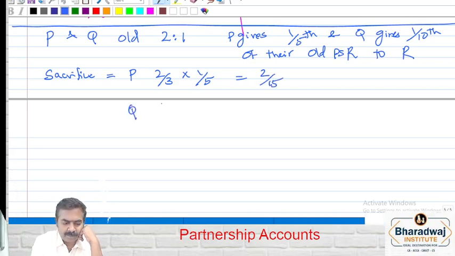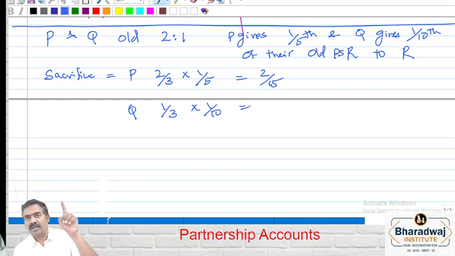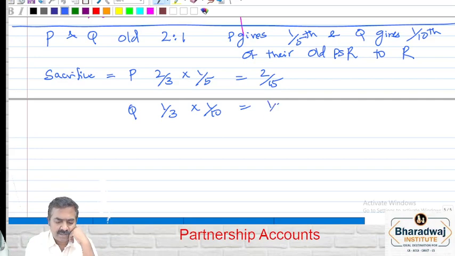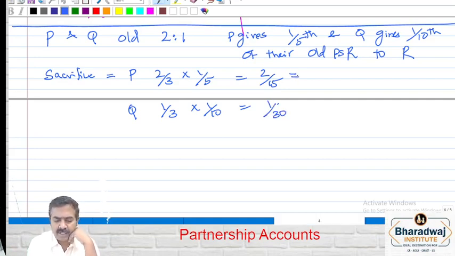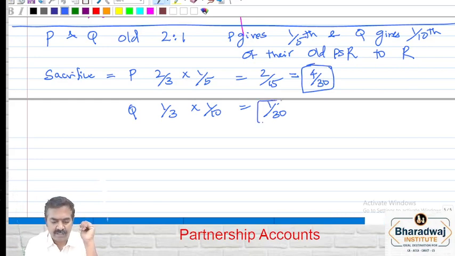Q gives up 1/3 into 1 by 10. Your share is 1/3 old. In that 1/10 you are giving, which means 1 by 30. So to bring it to a common figure, 2 by 15 can be written as 4 by 30. Of course, we'll take it as 1 by 30.